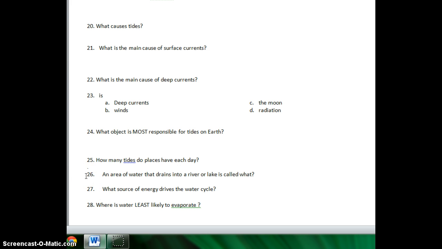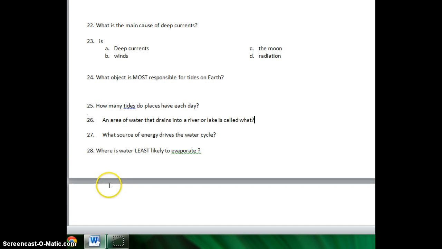Number 26 says an area of land that drains into a river or lake is called what? That's a watershed. Number 27 said what source of energy drives the water cycle? That would be the sun.